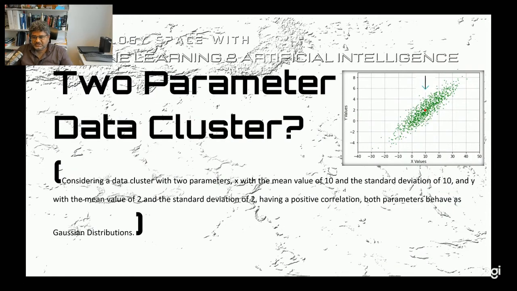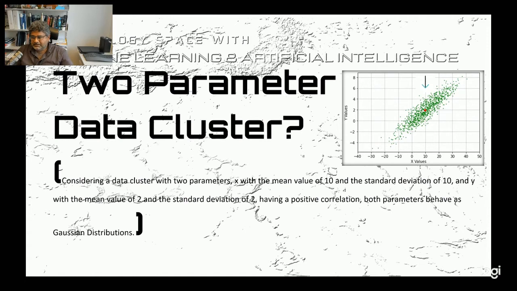So let's increase the dimensionality of our data set by introducing an additional parameter. We already had the parameter x with the mean value of 10 and the standard deviation of 10. Let's introduce an additional parameter y, which has the mean value of 2 and the standard deviation of 2. And let's assume these two parameters have a positive correlation. That means when one parameter increases, the other parameter also increases. But let's talk about this correlation at a later stage. And then we assume both parameters behave as a Gaussian distribution.